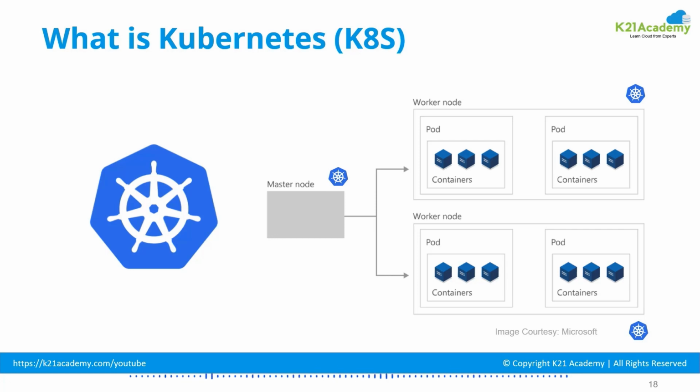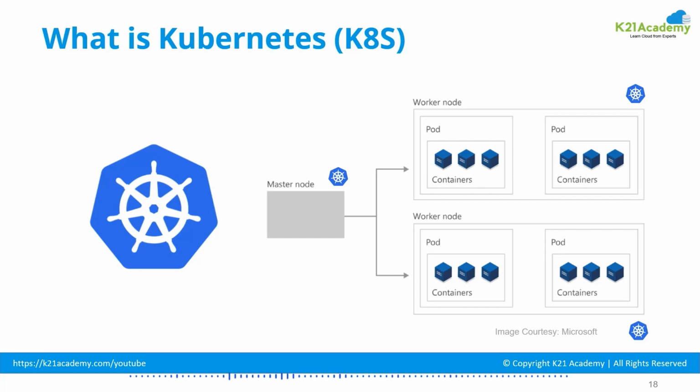Worker nodes are multiple hosts on which your containers run, and on those containers there's something called pods. We'll explain in a minute what pods are. On these pods you have your applications running. So applications are deployed on pods, and a pod is a collection of one or more containers. These pods run on a worker node, and multiple pods can run on a worker node. Like that, you have multiple worker nodes, and these multiple worker nodes are managed by a master node.